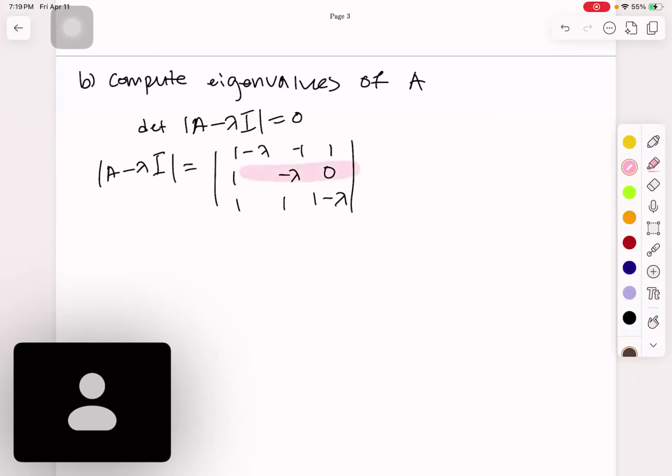And then we're going to use the middle row to find the determinant because there's a 0 in one of them, and we can skip a term when we're doing it. So we get from this -1 times determinant of -1, 1, 1, and 1 minus lambda, minus lambda times the determinant of 1 minus lambda, 1, 1, 1 minus lambda.